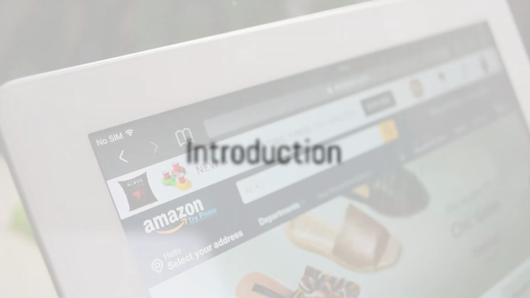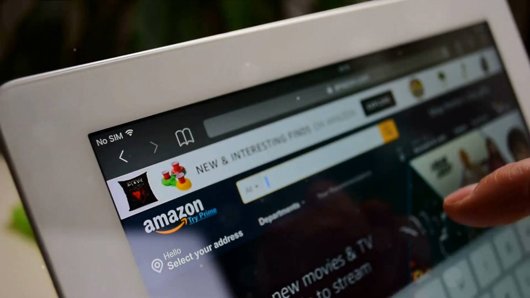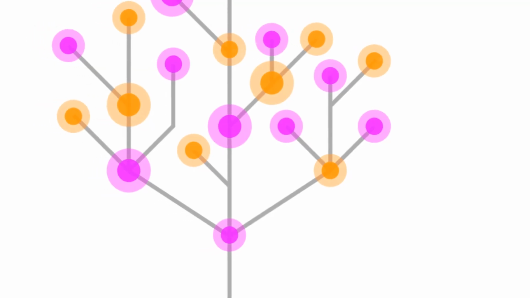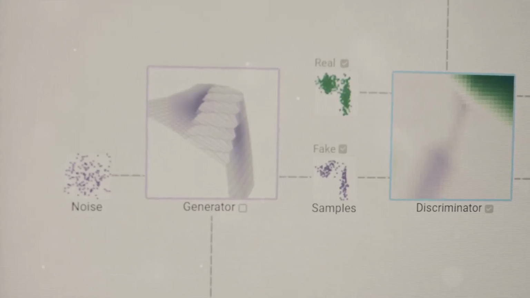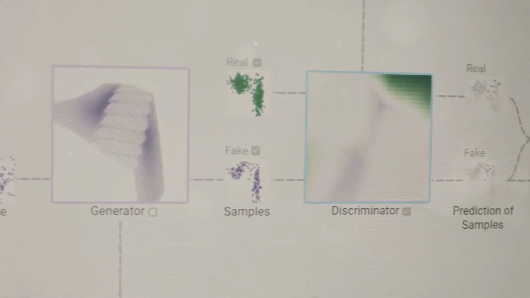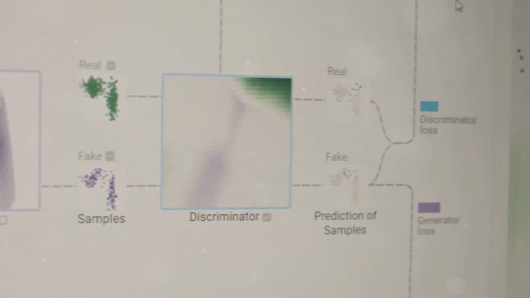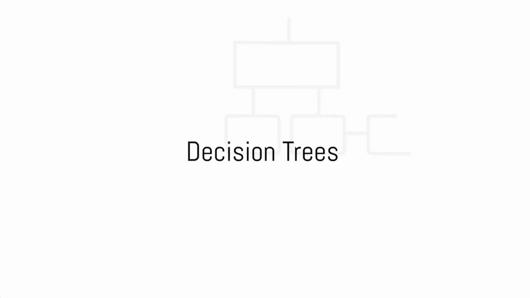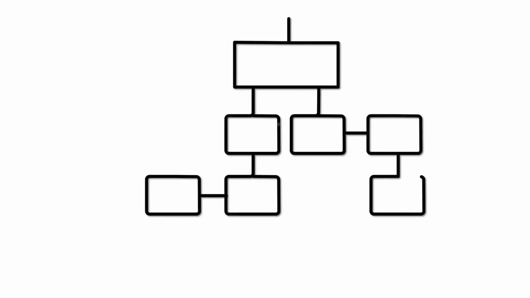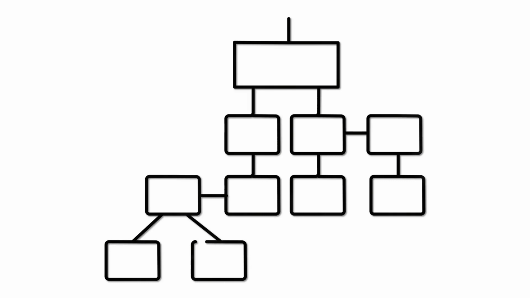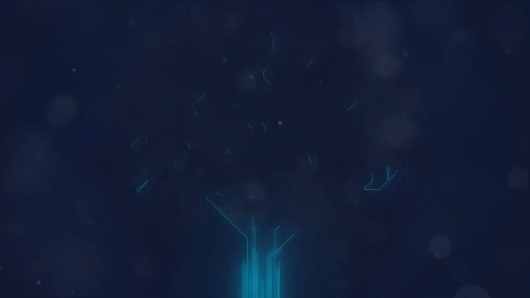Have you ever wondered how the likes of Amazon, Netflix, or Google seem to predict your next move with uncanny precision? Well, the secret often lies in sophisticated machine learning algorithms, two of which we will explore today: decision trees and random forests. Imagine you're at a crossroads with multiple paths leading to different destinations. You need to make a decision based on several factors.